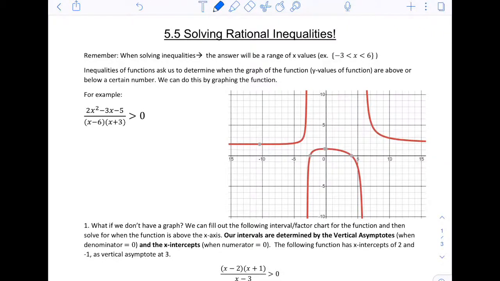All right, everybody, welcome back to the last part of chapter 5.5. But remember, we're going to have a separate lesson dealing with word problems for rational equations as well as rational inequalities, which we're going to look at today. So remember what rational inequalities are.